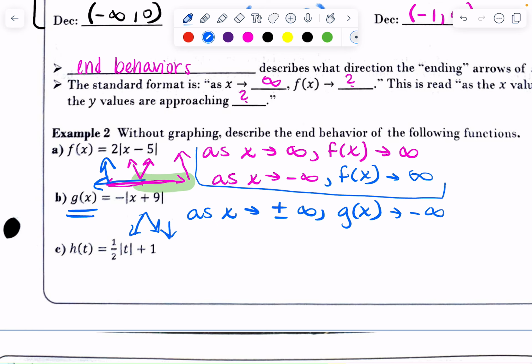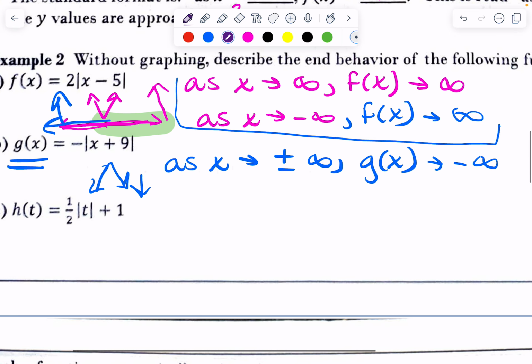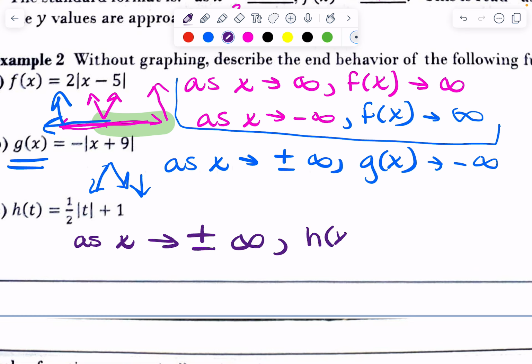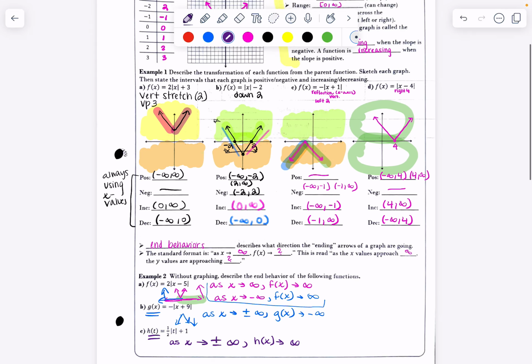So then take a second, pause, do letter E. Okay, hopefully you took a pause. And so my set notation as x goes to positive, negative infinity, because it goes both ways, my y, my h of t, is going to infinity. It's going this way. Okay, so that's the front page of the notes.